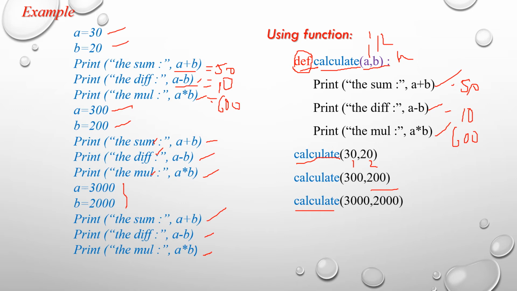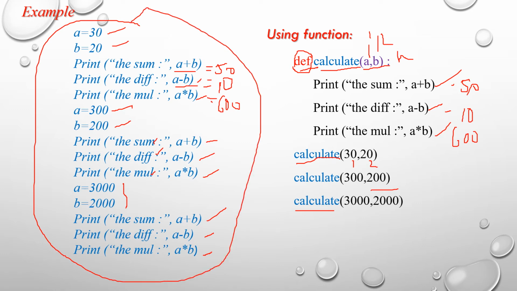Without a function, we wrote the program and the number of lines is 15. Here the number of lines is 7. So if you use the function, we can easily reduce the code lines.